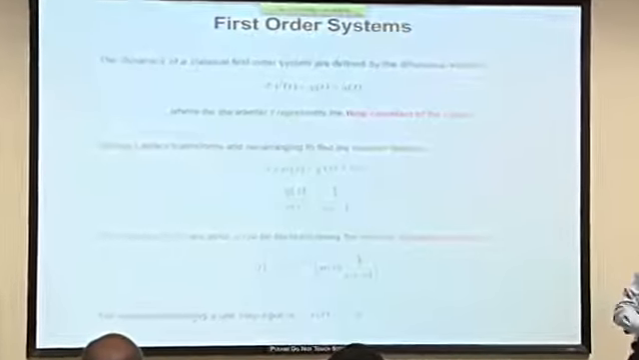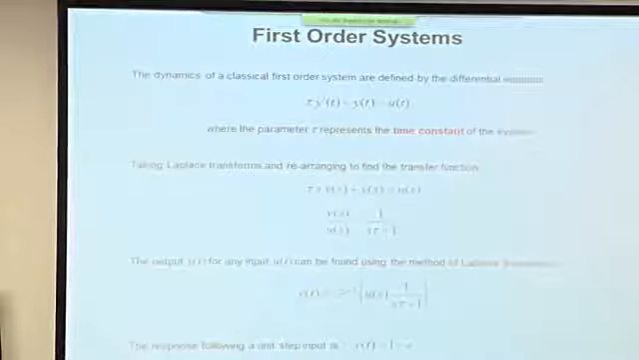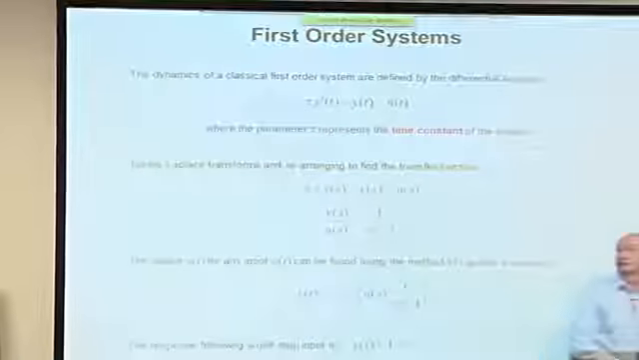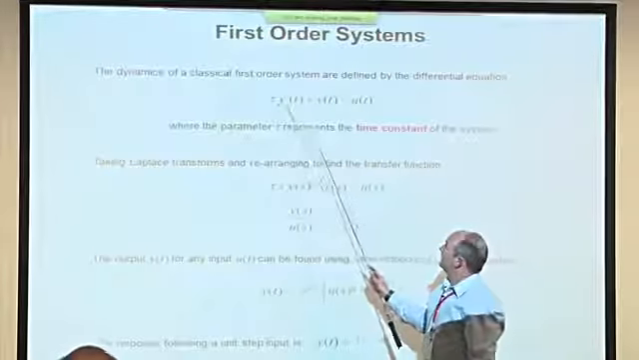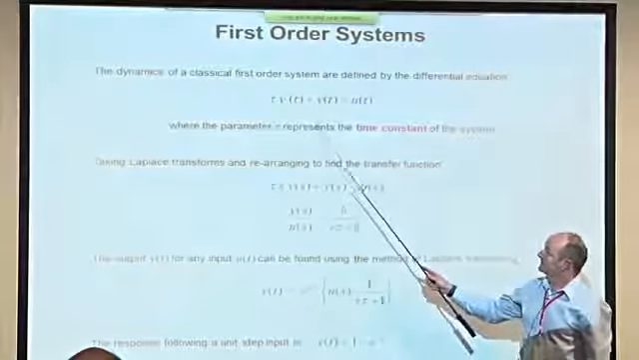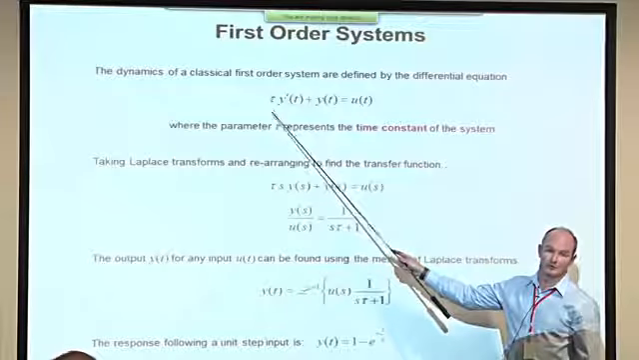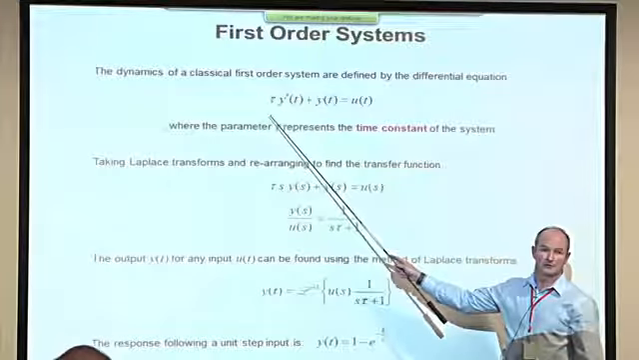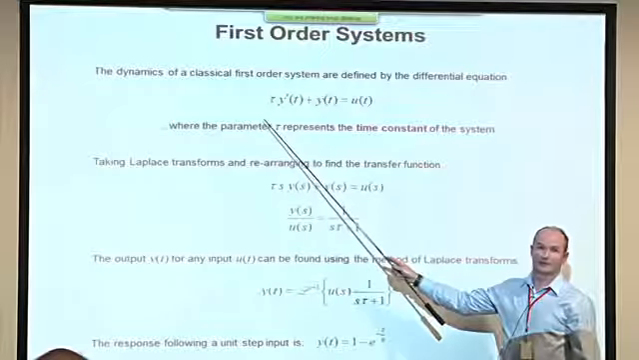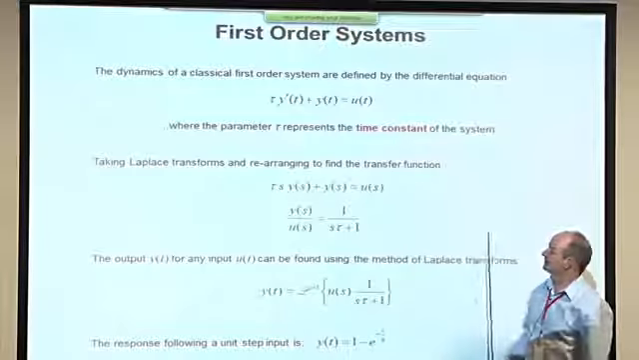The input side just consists of u of t, and the output side consists of tau, this Greek character, times y prime of t plus y of t. So there is one parameter present in this differential equation called tau. This parameter is known as the time constant of the system, and it's the only parameter. So all the performance of the system is wrapped up in a single number known as its time constant.